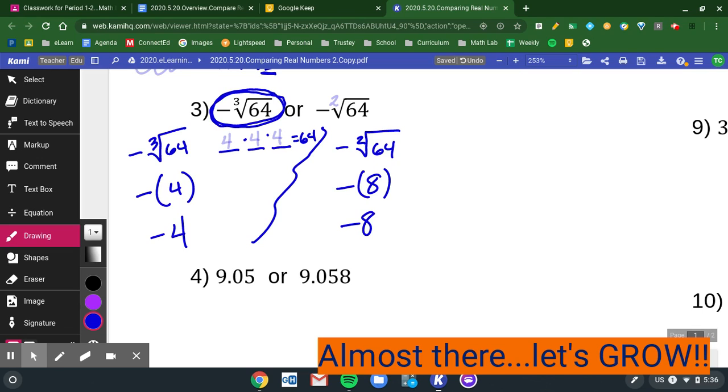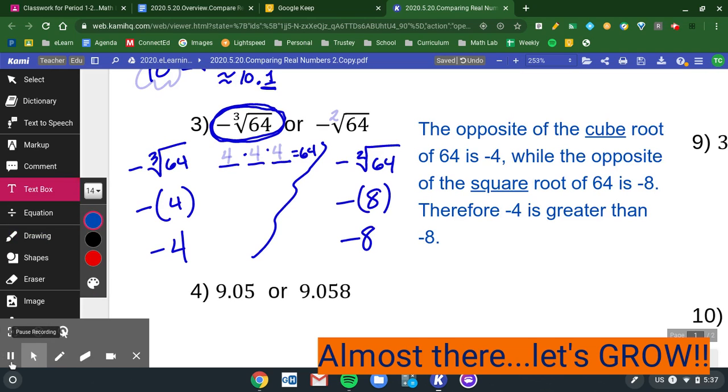So we're going to go ahead and we're going to write our little sentence to explain ourselves. And so my sentence will say the opposite of the cube root of 64 is -4, while the opposite of the square root of 64 is -8. And because -4 is closer to 0 and closer to all the positives, -4 is greater than -8. Let's carry on with number 4.